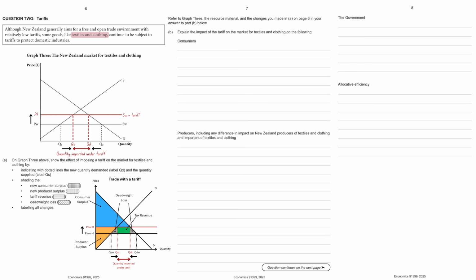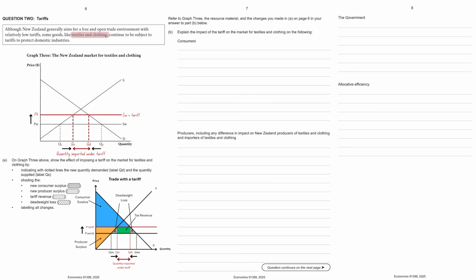So remember, imports means the things you buy from overseas, and QS is how much New Zealand producers of clothes want to supply. So if people want to buy more clothes than there are available in New Zealand, then they're just going to import some. They're just going to buy some from overseas. The quantity that is imported under the tariff is less than what it was without the tariff.